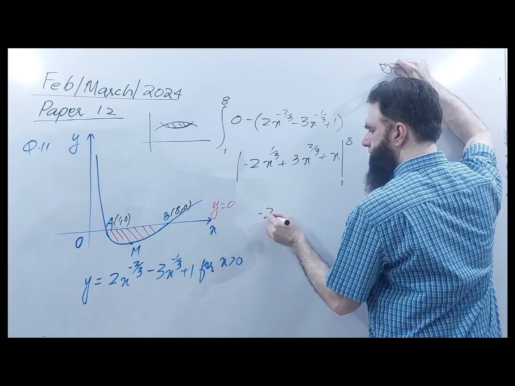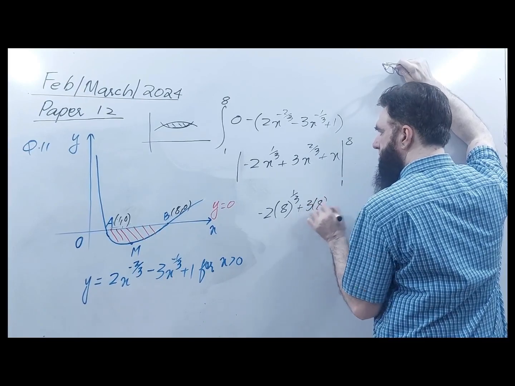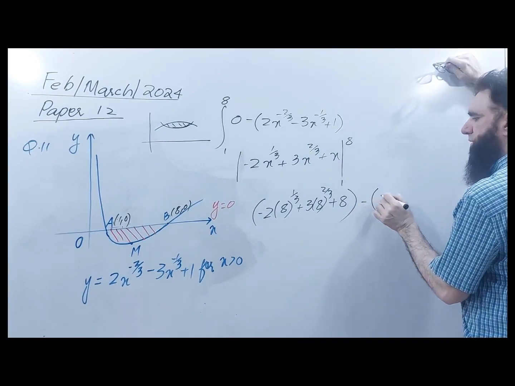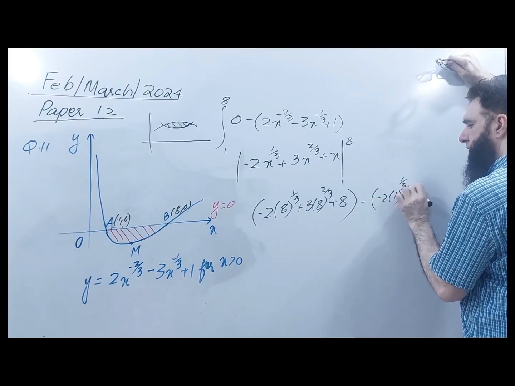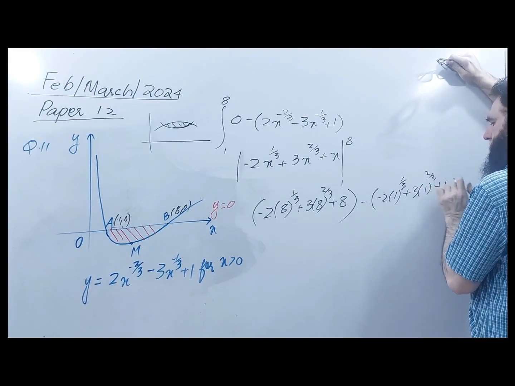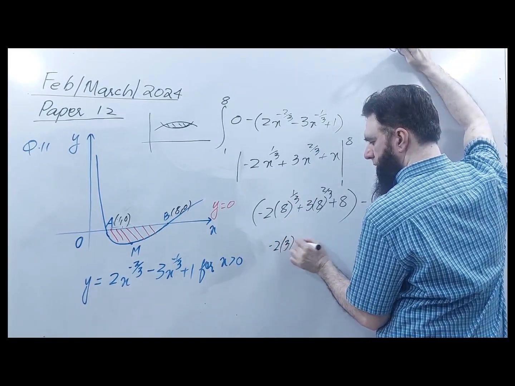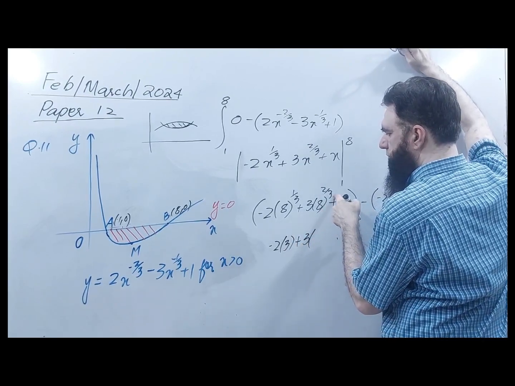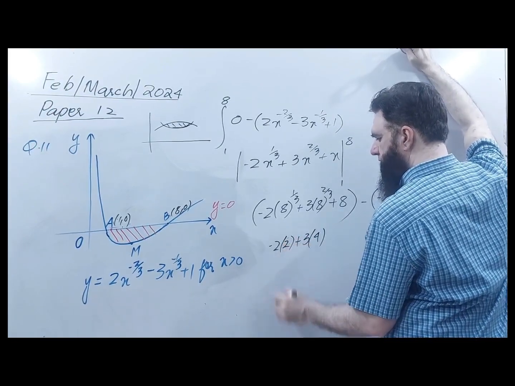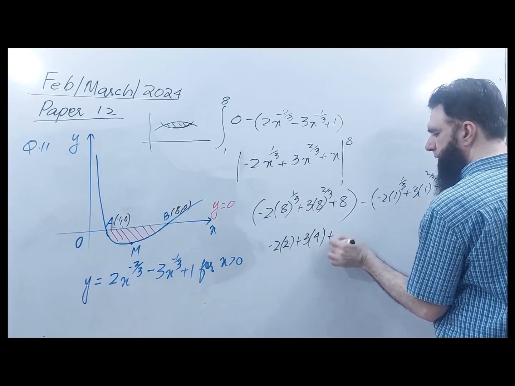And this is minus 2 x power 8, 1 by 3, plus 3, 8, 2 by 3, plus 8. This is the upper limit, minus the lower limit, which is minus 2, 1 power 1 by 3, plus 3, 1 power 2 by 3, plus 1. Now you see the cube root of 8 is 2, plus 3, 2 power 3 goes out, it becomes 4, this becomes 2. But to make sure that you do not make these mistakes, it's 2 power 3, 2 power 2 is 4, plus 8.